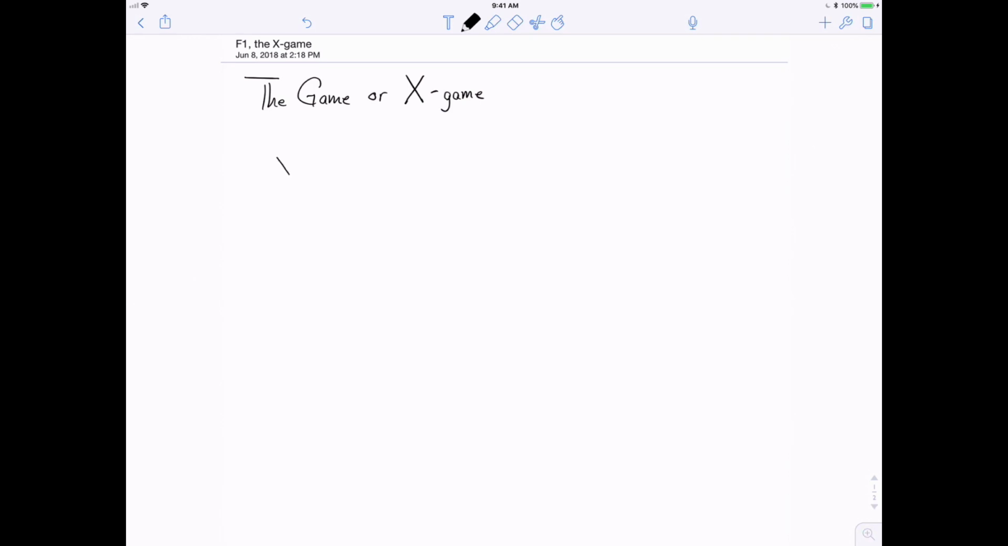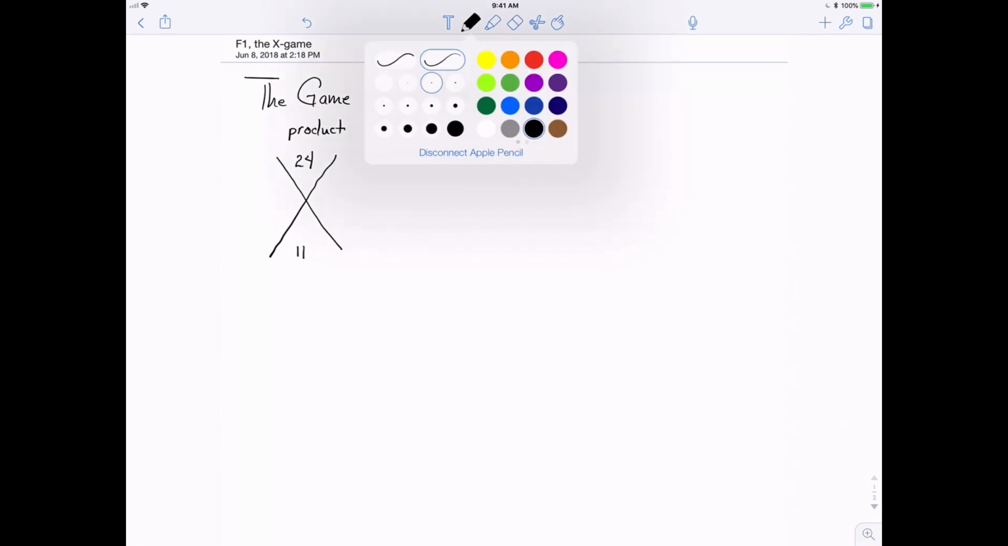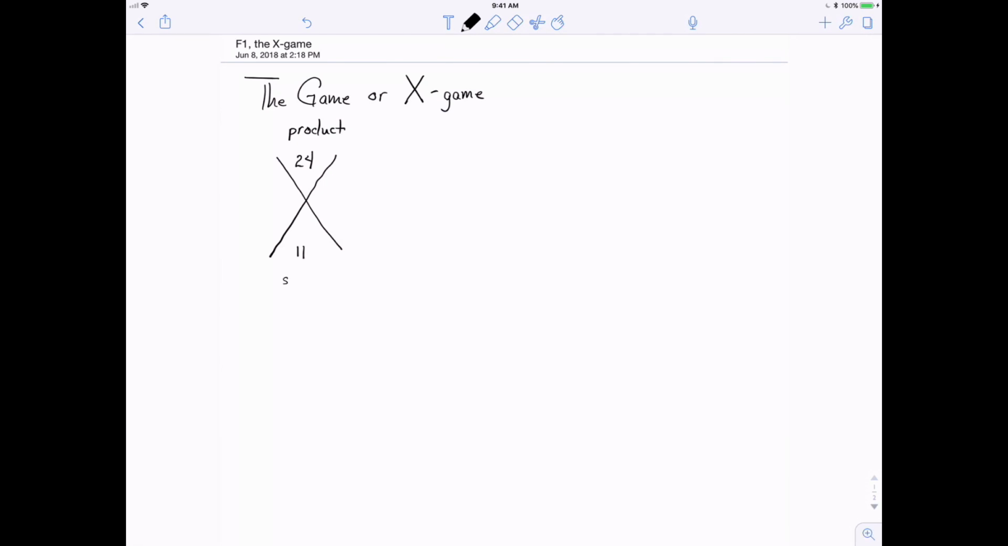It begins like this. The game is presented as simply a large X, and let's play it with the numbers of 24 and 11. The game is then played by finding two numbers that multiply to 24. We call that a product. And two numbers that add to 11, we call that a sum.